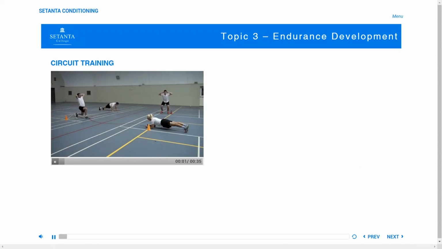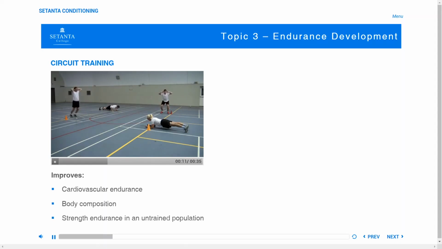Circuit training. Circuit training, although a form of resistance training, has been shown to improve cardiovascular endurance, body composition, and strength endurance in an untrained population. Circuit training can be used to develop a foundation of strength and non-specific cardiovascular endurance, proving it to be a useful method for developing general overall fitness.